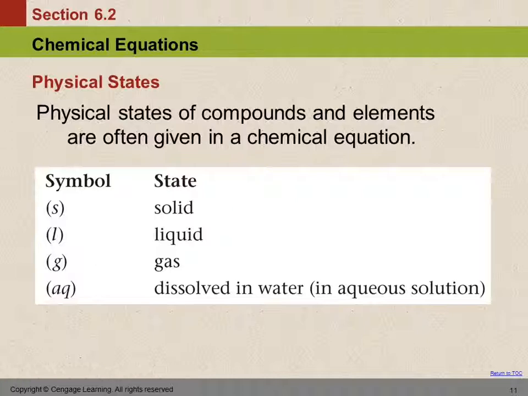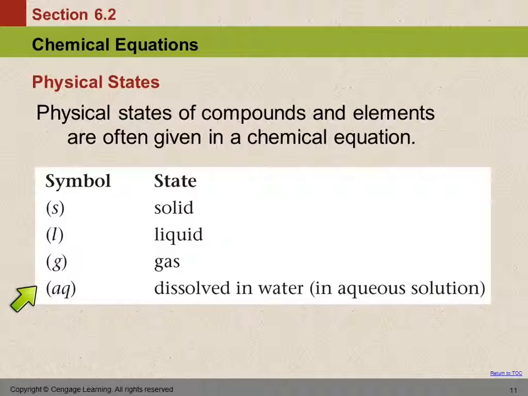Many times in the chemical equation, we indicate the physical states of the reactants and products. Sometimes this is important, sometimes it doesn't matter, but we do need to understand what these symbols mean. So to indicate the physical state of a reactant or product, we put a state symbol after the formula. S stands for solid, L stands for liquid, G stands for gas. That's just the first letter.